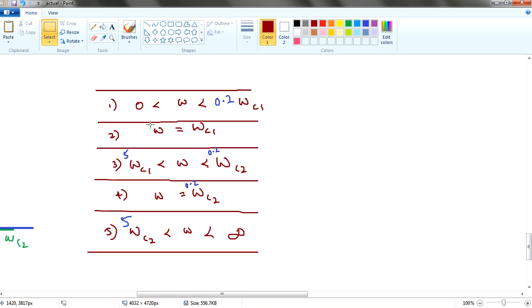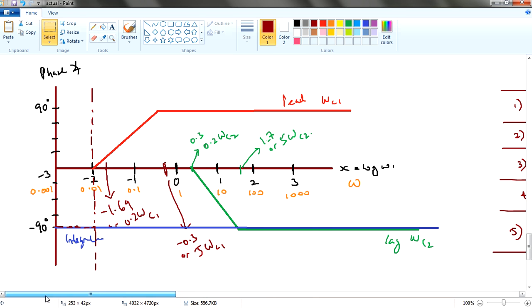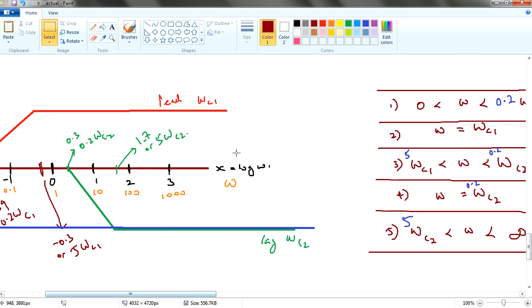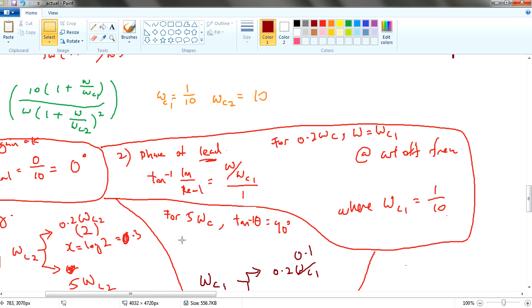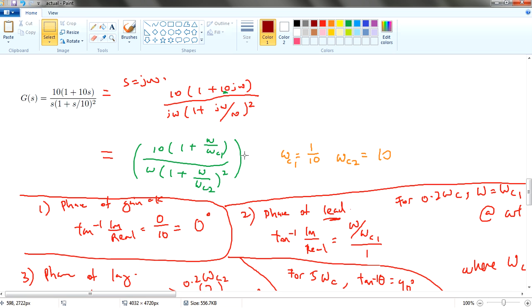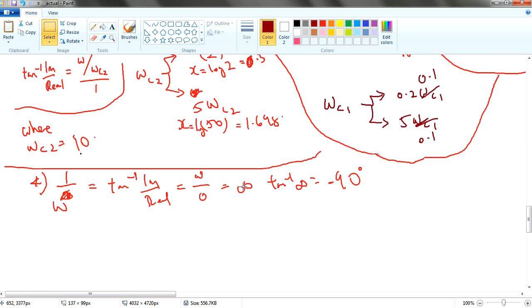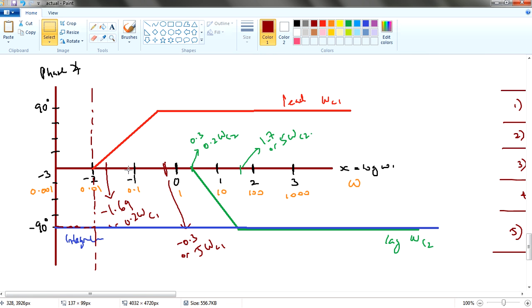At omega equals omega c1, when you put in your frequency at this point, c1 is actually minus 1. If you remember, our cutoff frequency of the lead is 1/10, which is 0.1, and if you log 0.1, you have minus 1 over here. So at this point, there is 45 degrees and minus 90 degrees over here.